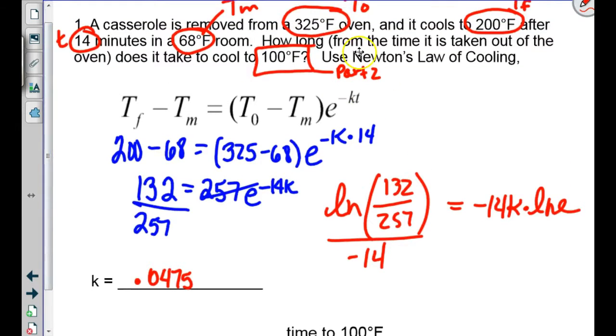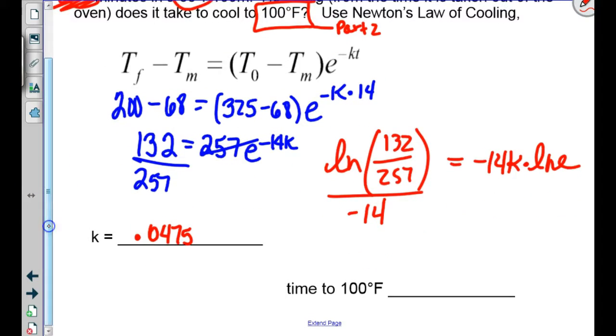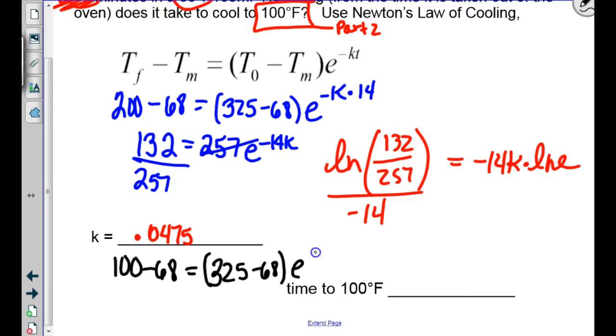This is right off the quiz. It says from the time it's taken out of the oven. So we're no longer using this 14 minutes or this 200. We're trying to find this to get down to 100. So we go back to the formula. The temperature we want at the end is now 100. And it still started at 325. Now K is 0.0475 and we're looking for T.